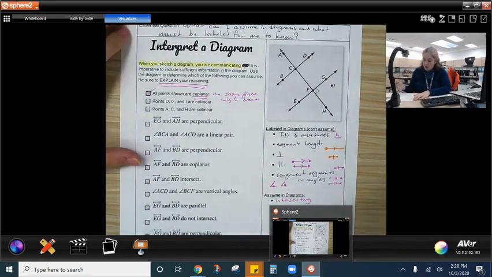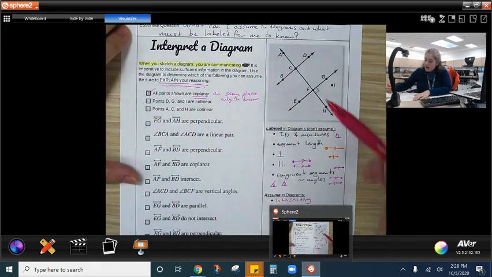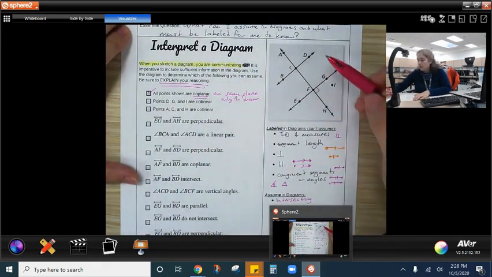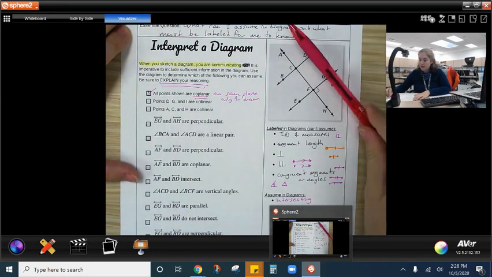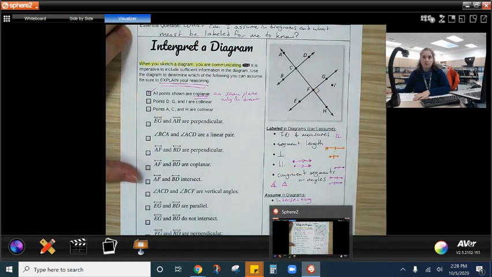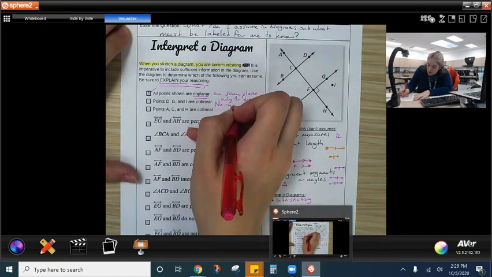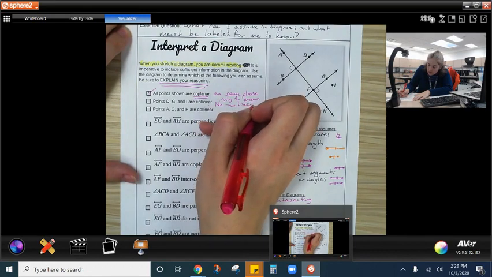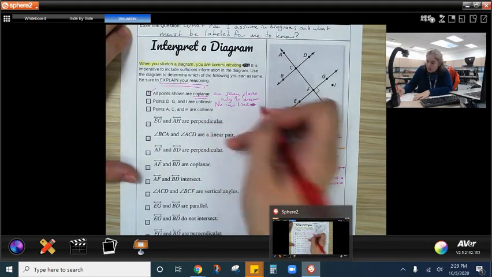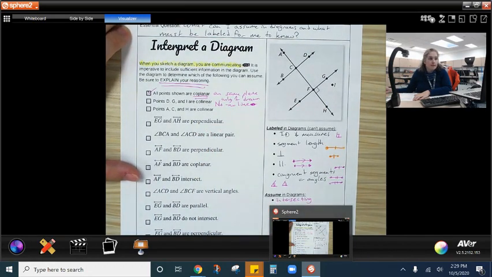Points D, G, and I are collinear. Okay, so D, G, and I, they're all on the same line. Now it looks like I could take my pen and draw a line through them. But are they all on the same line as drawn? No. There is no single line, so we cannot say they're collinear.